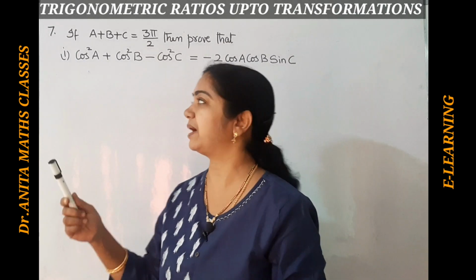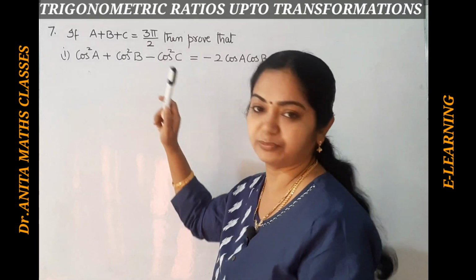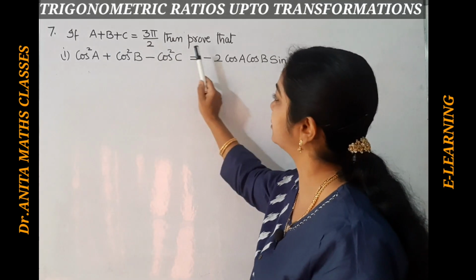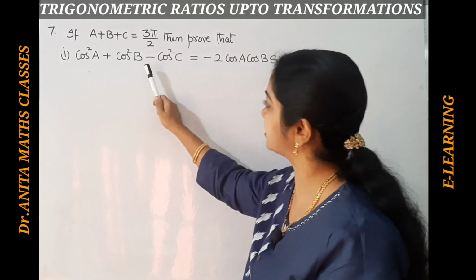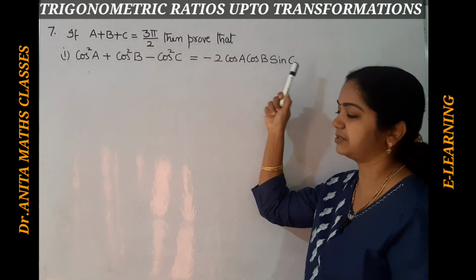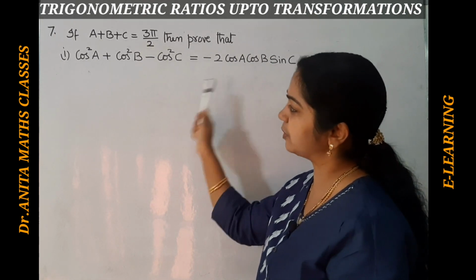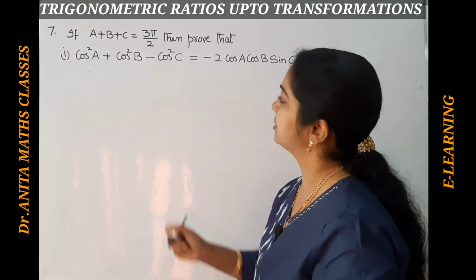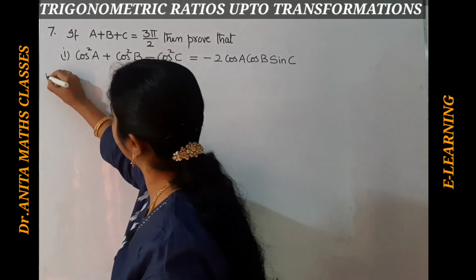Now in the continuation part, let's get started with the seventh problem of 6F exercise. If a plus b plus c is 3 pi by 2, then prove that cos square a plus cos square b minus cos square c is equal to minus 2 cos a, cos b and sin c. Like these problems, we had done in the fourth and the fifth one. So let's get started with the same procedure.